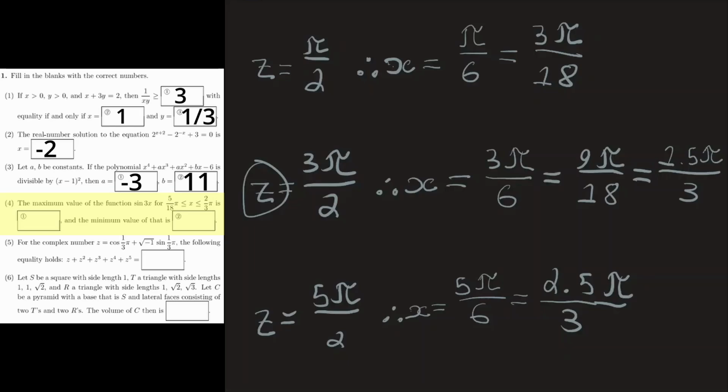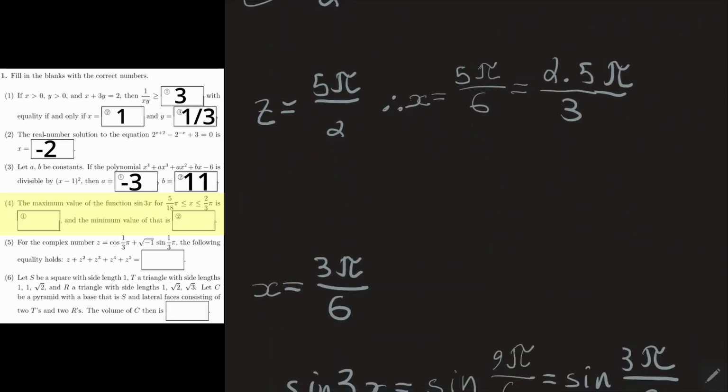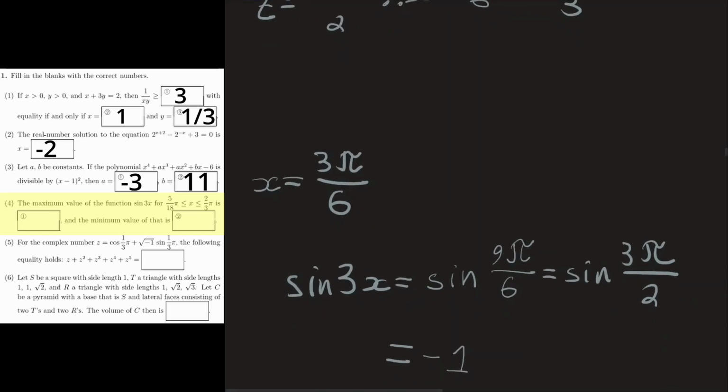So we have found just one value of x that might be a minimum or maximum of our function within the given range. And that is, of course, x is equal to 3 pi over 6. So let's plug that into our function. So if x is equal to 3 pi over 6, then sine of 3x is equal to sine of 9 pi over 6, which is the same as sine of 3 pi over 2, and that equals negative 1.